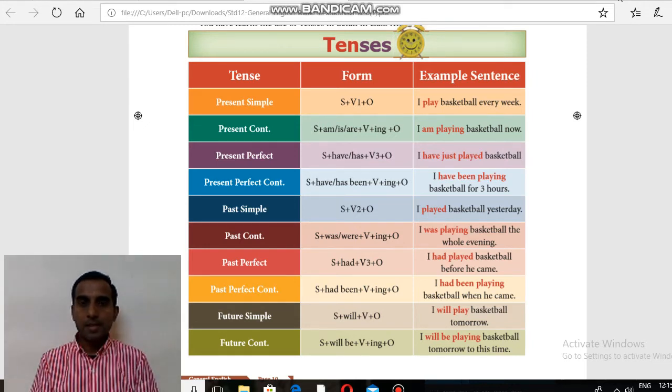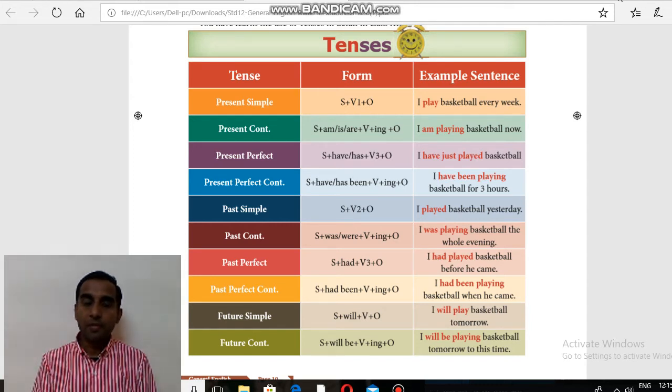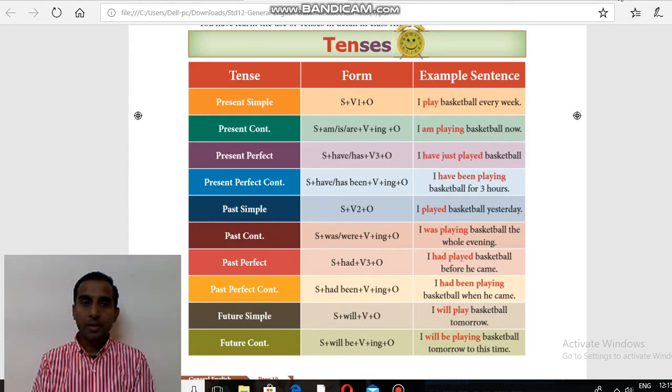Now, what is a simple tense? Let's take present tense as an example. The verb in its original form is what is simple tense. If it is present, we say it is simple present. You can see the sentence there, present simple. I play basketball every week. So what is the form? Subject plus verb plus object. That is the form. It's given as V1, that is verb in the first form.